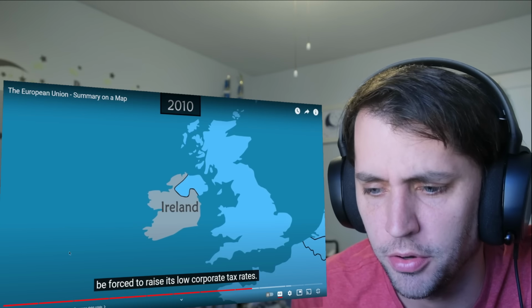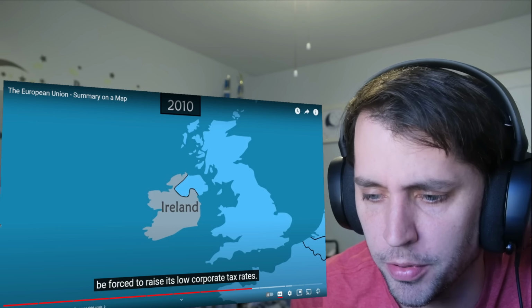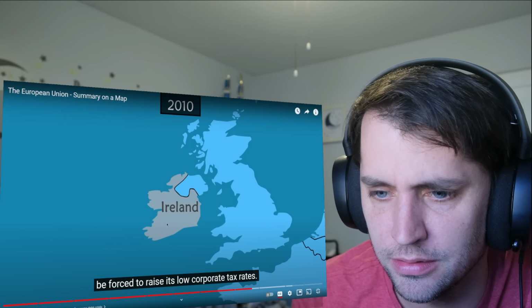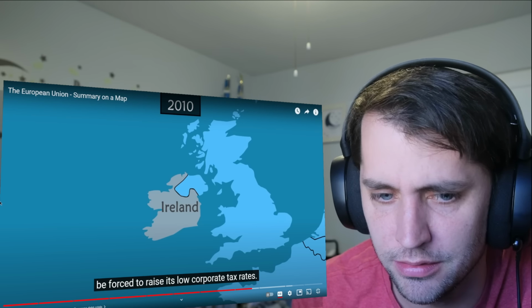Interesting. I didn't know Ireland has such low corporate tax rates. So do a lot of corporations incorporate in Ireland to get a low rate?